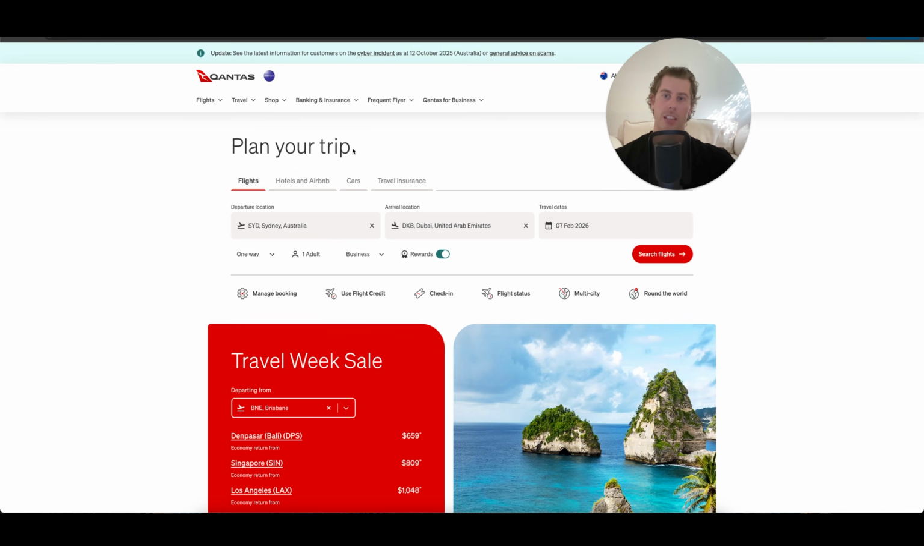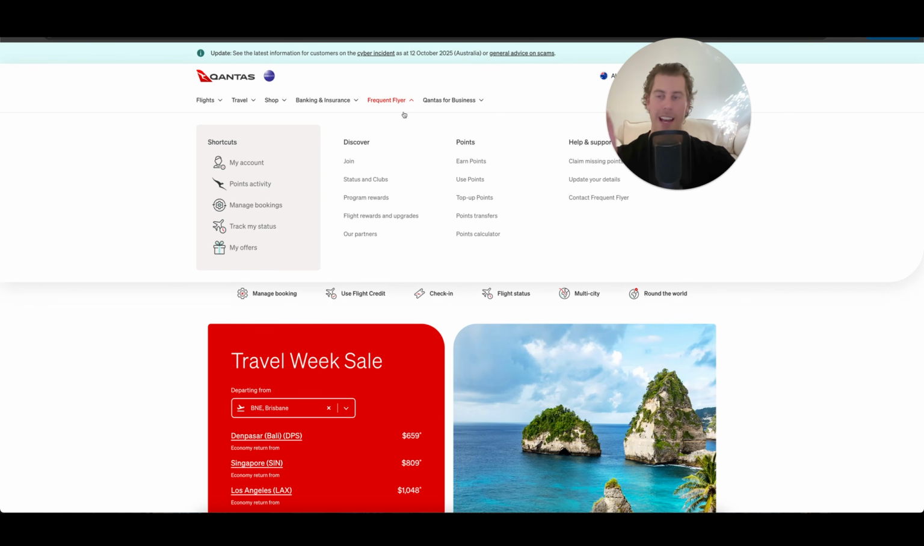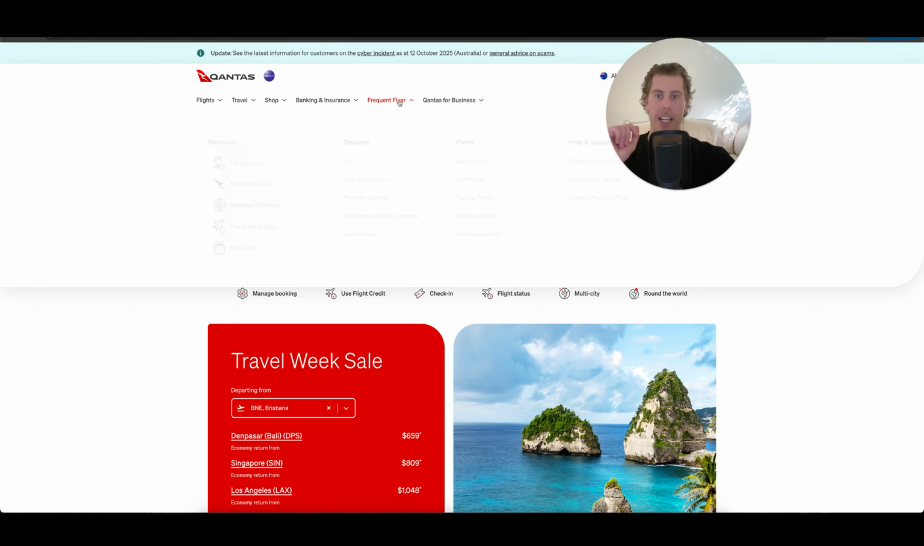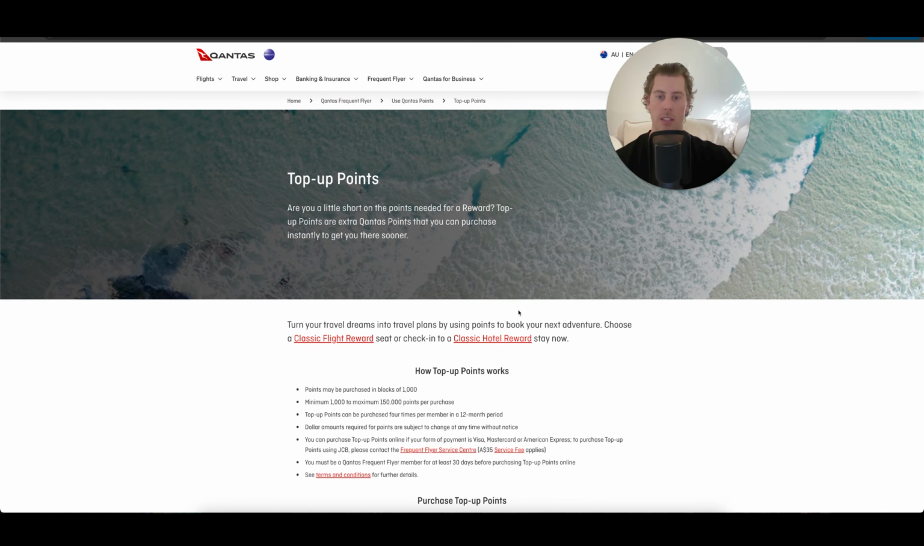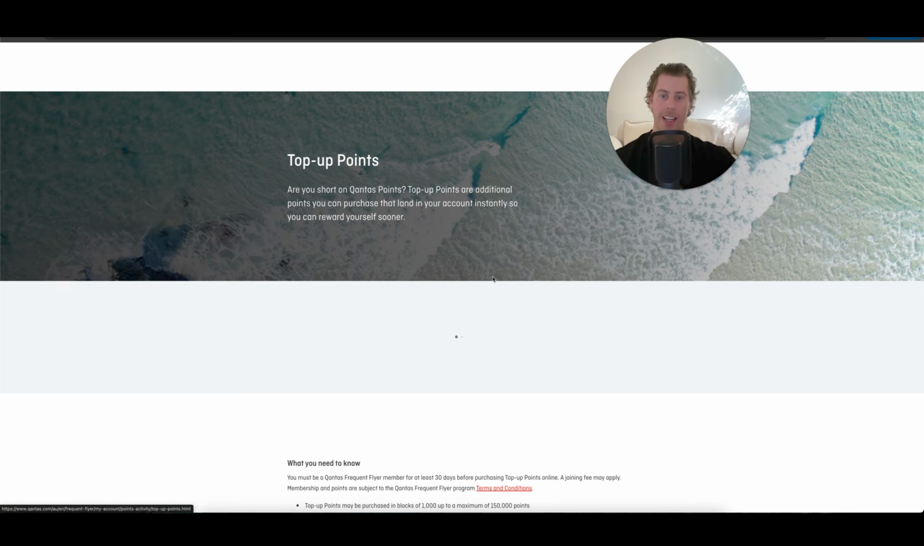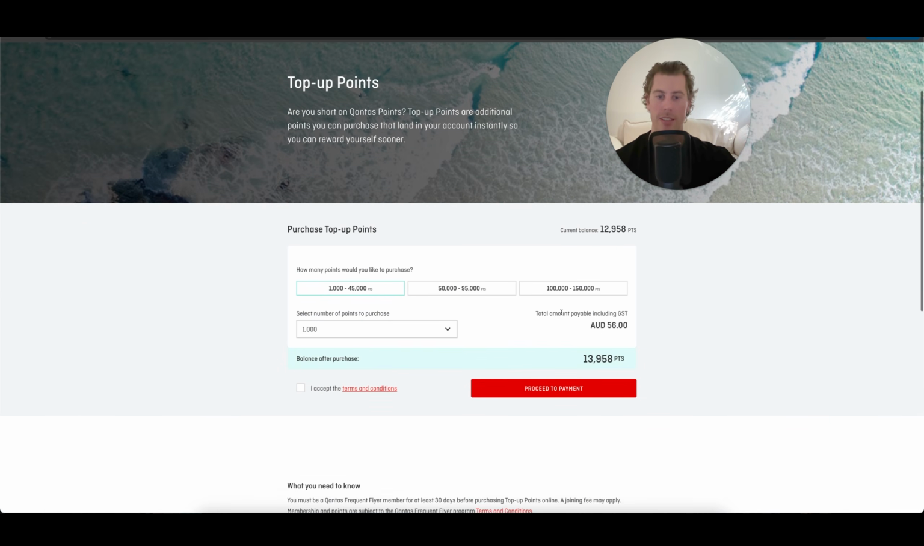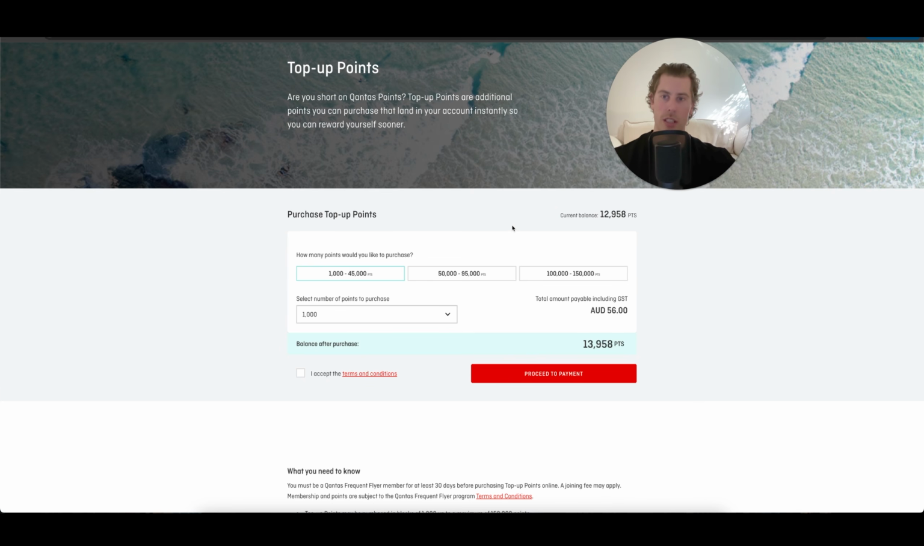But for this particular example, assuming you have 0 frequent flyer points, head back to the Qantas homepage, locate frequent flyer and then head to top up points. Once you've arrived at this page, you can scroll down and click on purchase top up points. From here, this is the place where you're going to purchase those points.